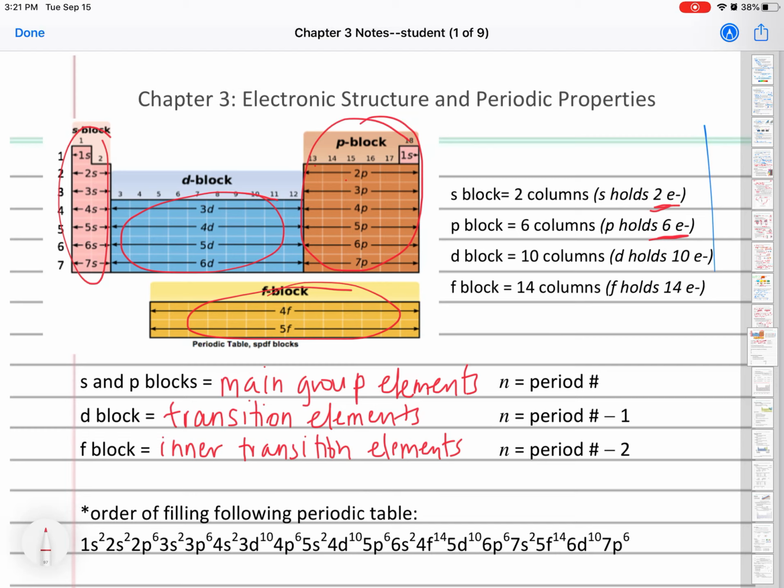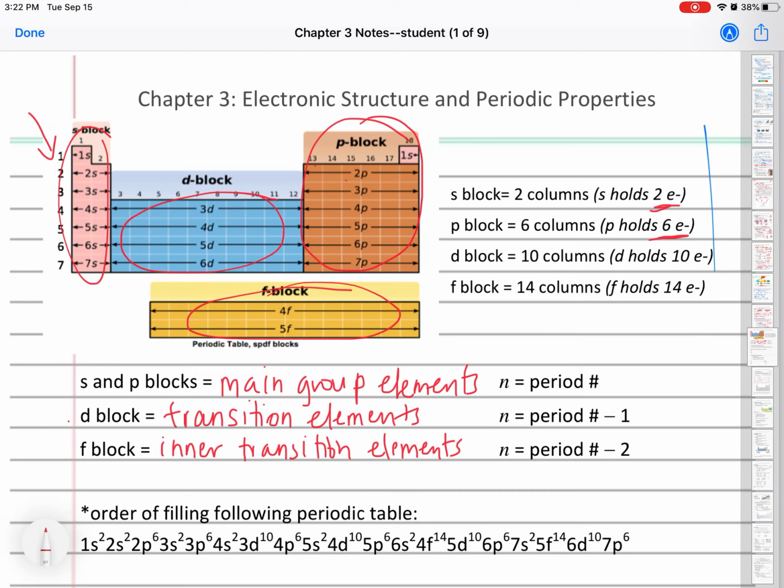For the S and P blocks, you'll notice that the energy level matches the period number. These are the period numbers, the row numbers, 1, 2, 3, 4, 5. So this top row is 1s. The second row is 2s and 2p, then 3s and 3p. The D block, though, you'll notice is offset by 1 number. So it goes from 4s to 3d.